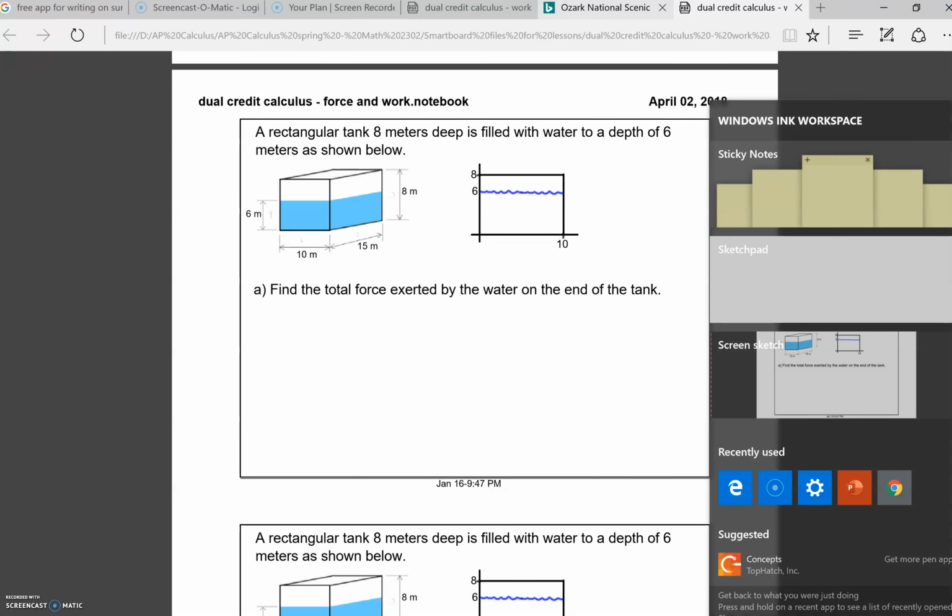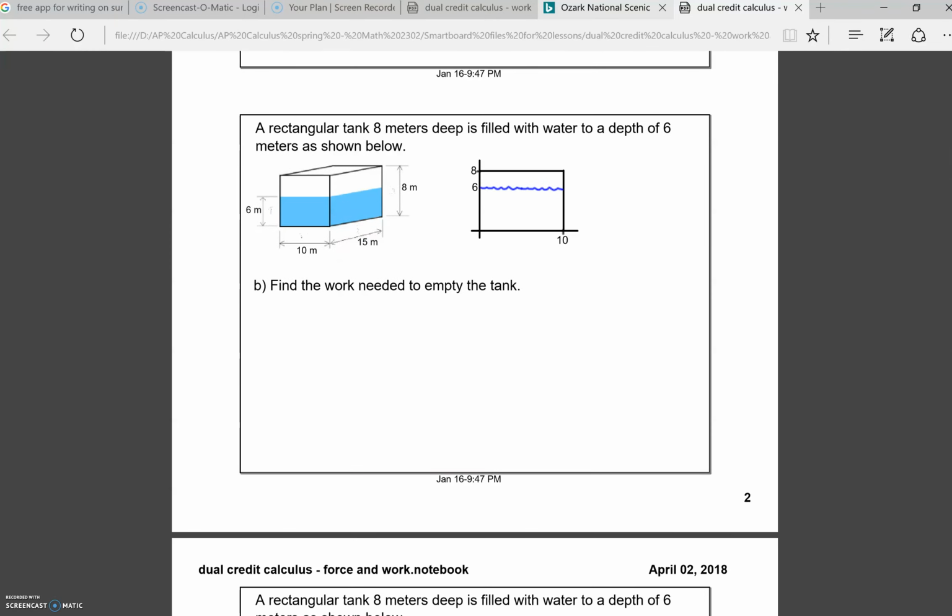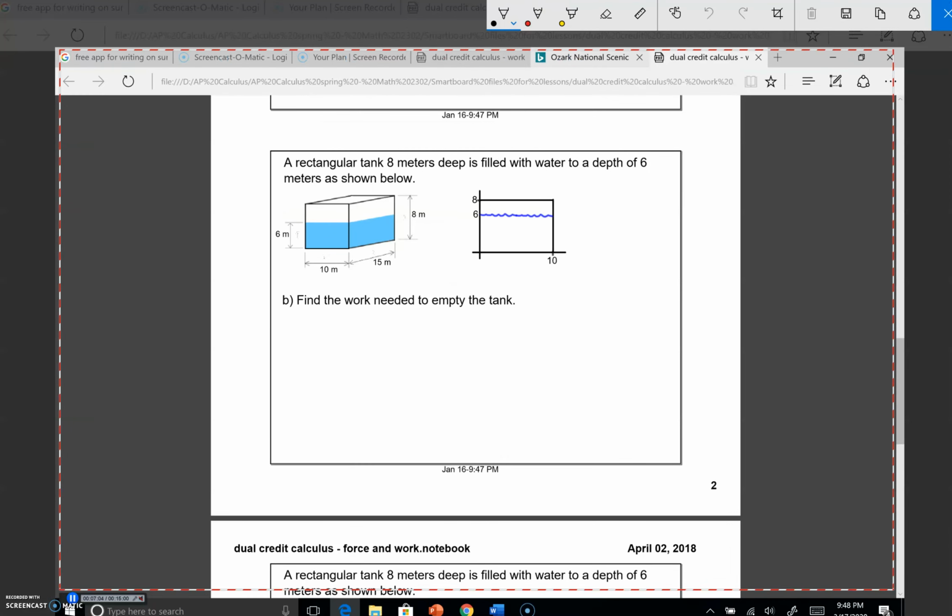All right, so let's look at a work problem. So again, I'm going to start with our work formula, which is weight density times distance times volume. And we're going to look at what we need to label in this diagram. So again, I'm going to start with just that arbitrary point, (10, y). I'm going to draw what looks like a rectangle.